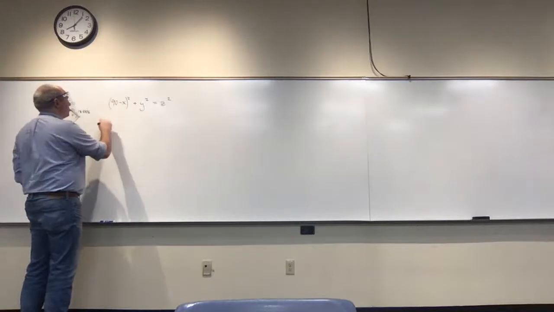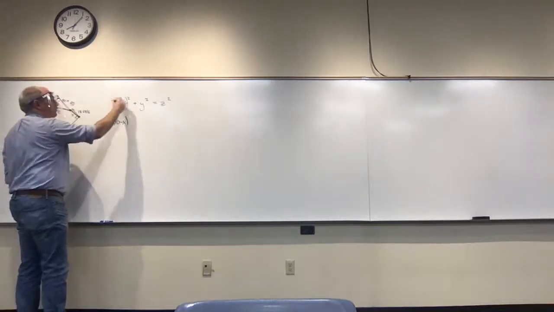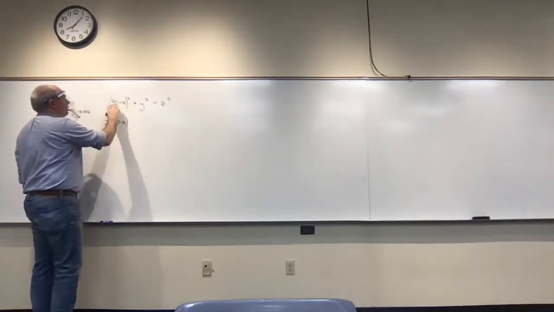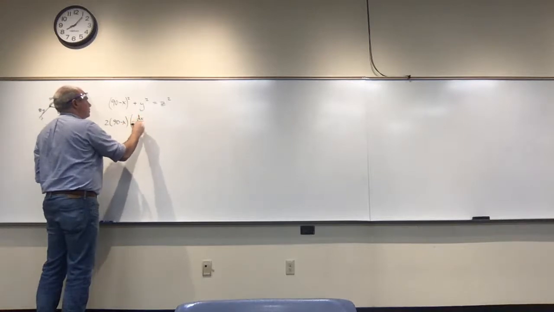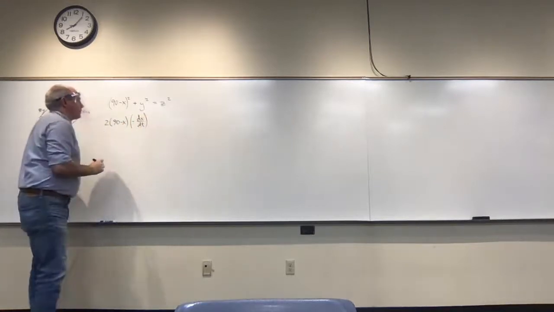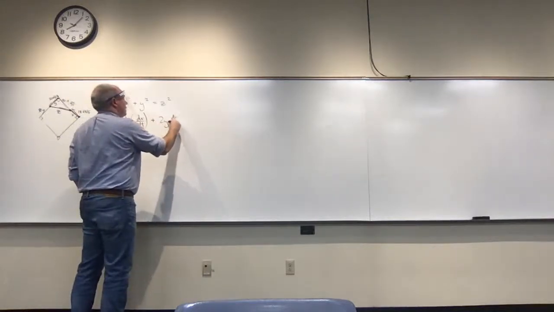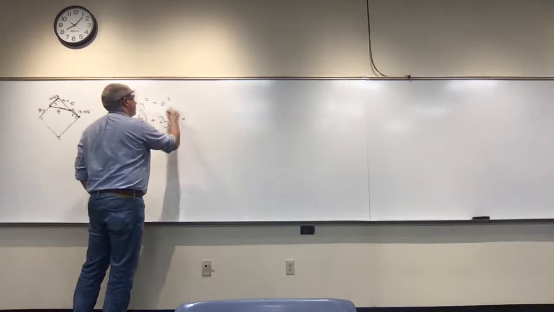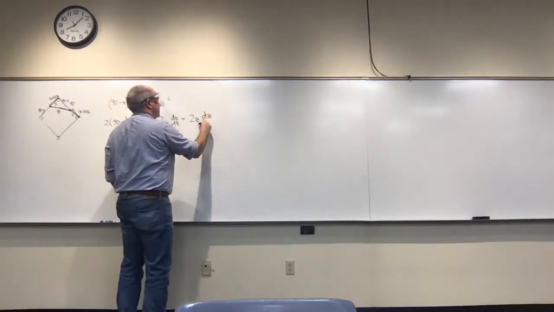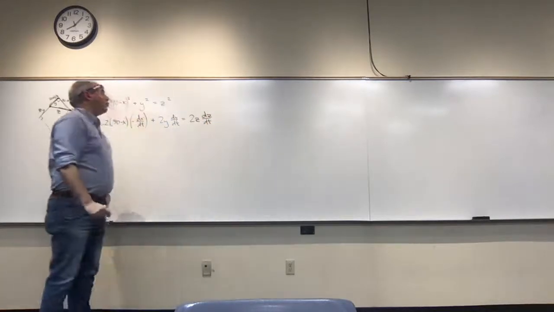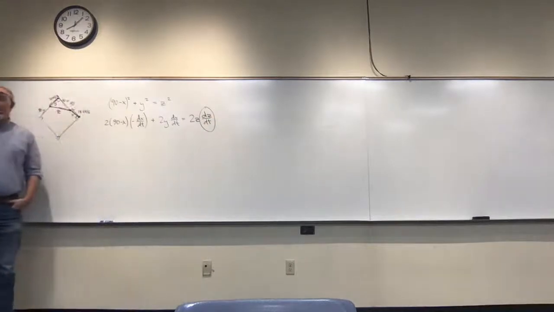This is 2 times (90 minus x) times the derivative of what's inside. But the derivative of what's inside is minus dx/dt. Okay, the derivative of y squared is 2y dy/dt. And the derivative of z squared is 2z dz/dt. And what I want to find is dz/dt, correct?